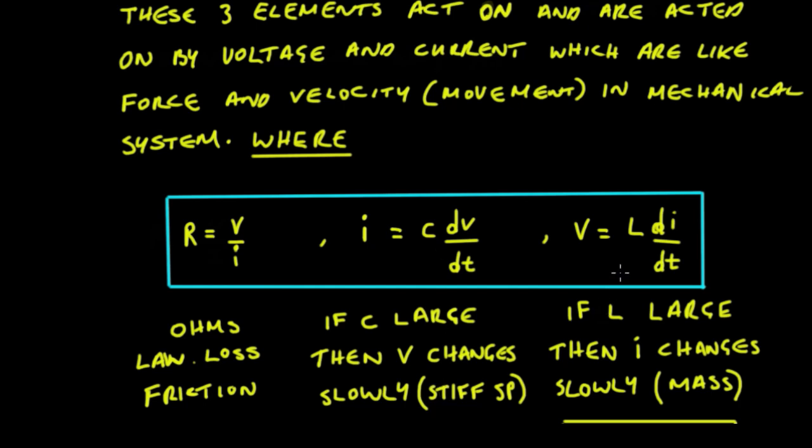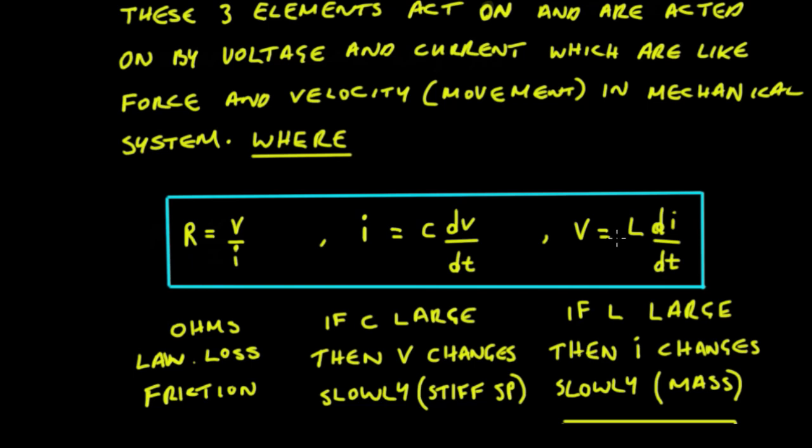Okay, so if we were to then look at inductance, if inductance was very large, then V upon L would be a very small number, so the rate of change of current with respect to time would be very slow. So in that case, L would be large, it would be equivalent to having a large mass, or a very inertial system.